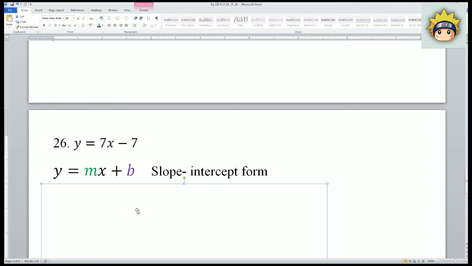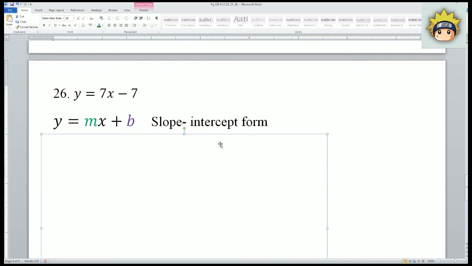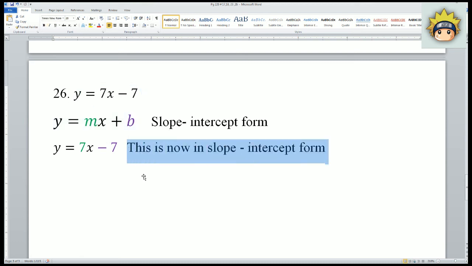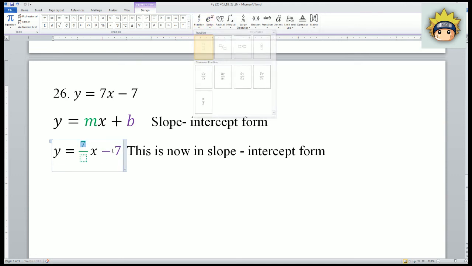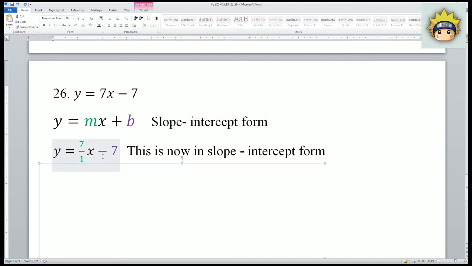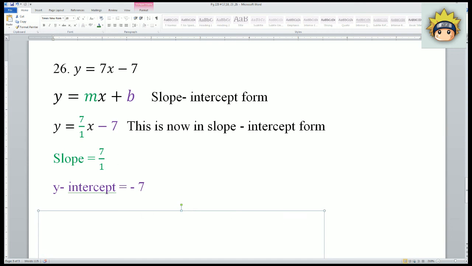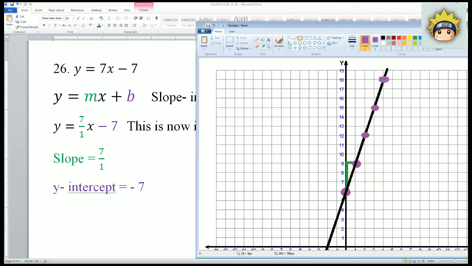The next one is y equals 7x minus 7. To graph it, we always want it in y equals mx plus b format. Y is already alone, so it looks like it's already in slope-intercept form. The only thing I would change is my slope. I always want that in fraction format, which is going to be 7 over 1. Now I can get my 2 pieces that I need: my slope, 7 over 1, and my y-intercept, negative 7. I'm going to use that information to help us graph.